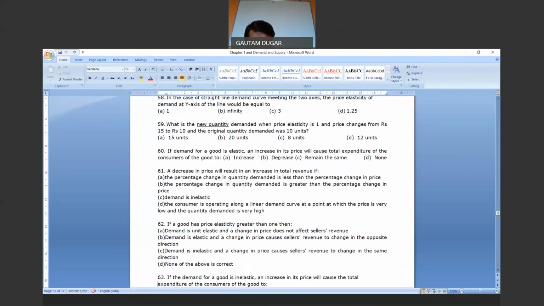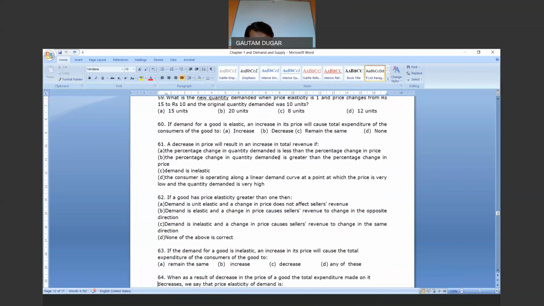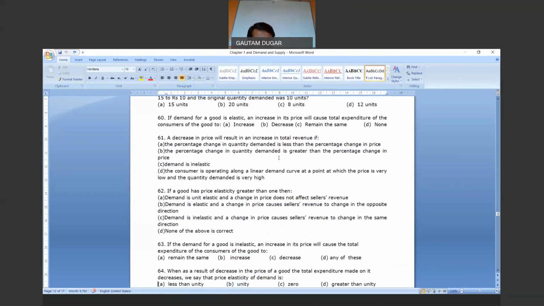Yeah, it should be 15. Vidisha, answer is 15. That's right. Coming to 16. If demand for a good is elastic, an increase in its price.